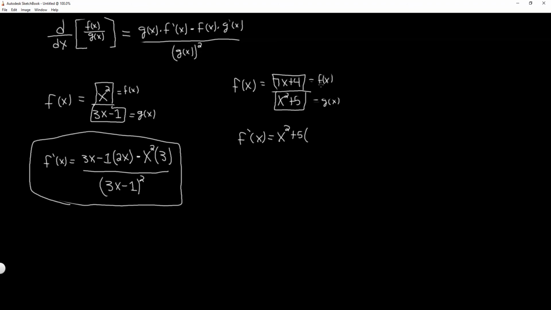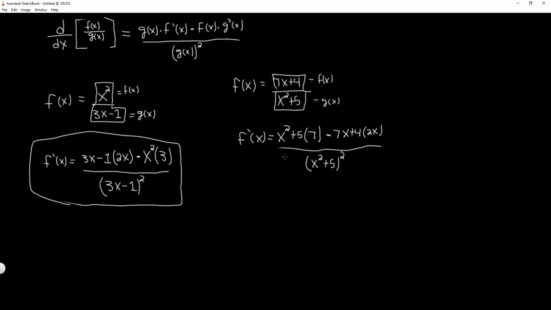multiplied by the derivative of f of x, which the derivative of 7x plus 4 is just 7, minus f of x, which is 7x plus 4, multiplied by the derivative of g of x. Let's put that. The derivative of x squared plus 5 is just 2x. And then we'll divide all of this by g of x squared, or x squared plus 5 squared.